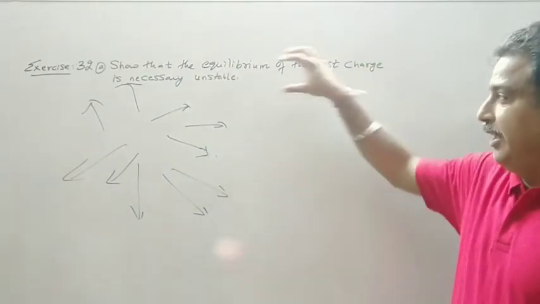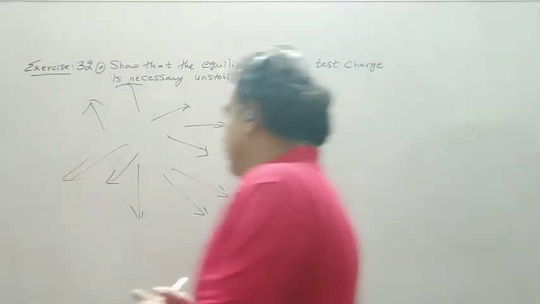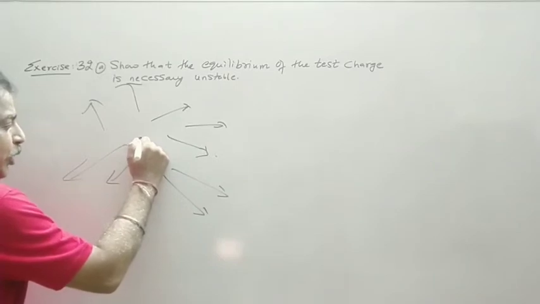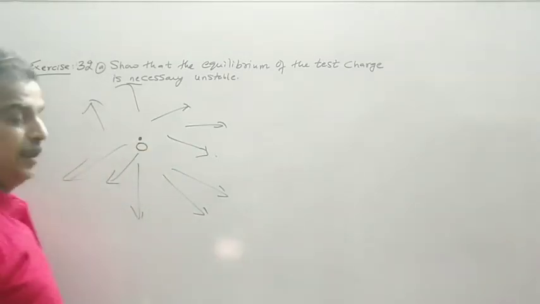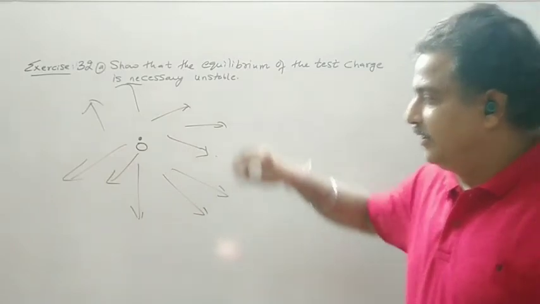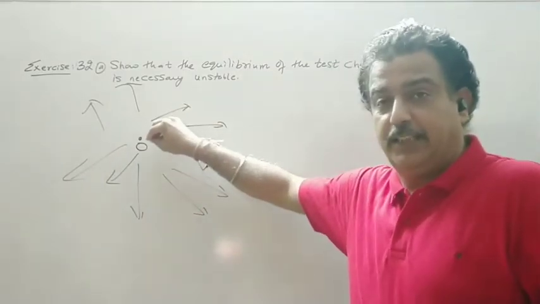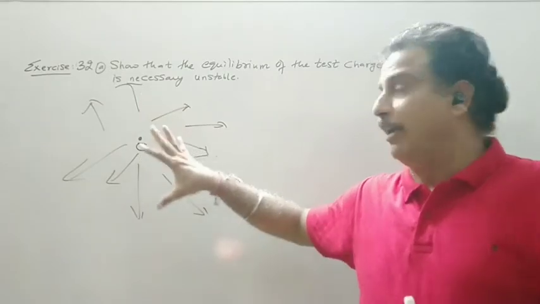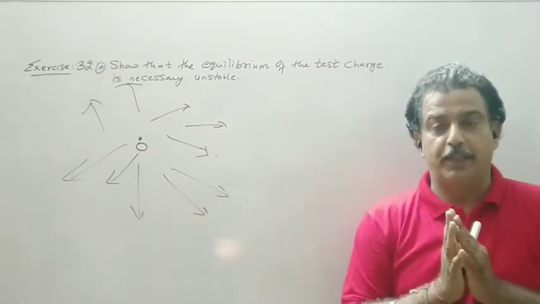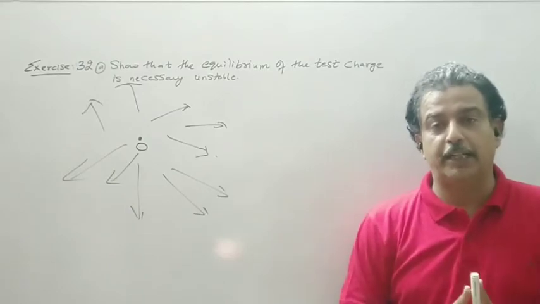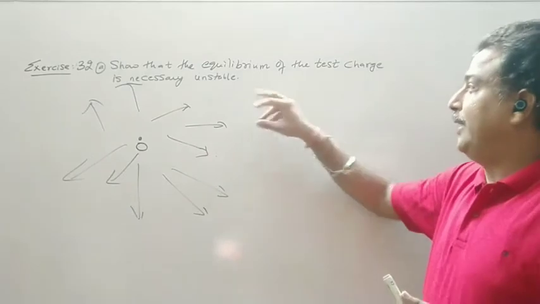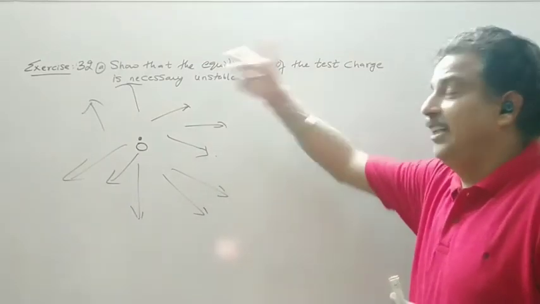First we assume that O is a null point. Null point means the resultant electric field intensity at this point is 0. If I place a test charge, it will be in equilibrium. It will not move because the resultant electric field is 0. But we have to show that this equilibrium is necessarily unstable.